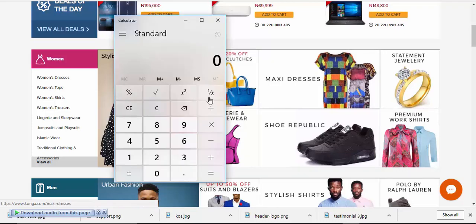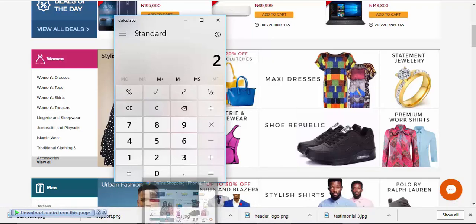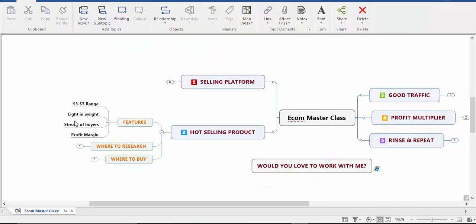If you're going for a product in the $5 range, that means you're getting 20 pieces of such a product, compared to if you're going for a product of $20, where you only get 5 pieces of that. And products that are between this $3 to $5 range are easier to sell and make a lot of profit.